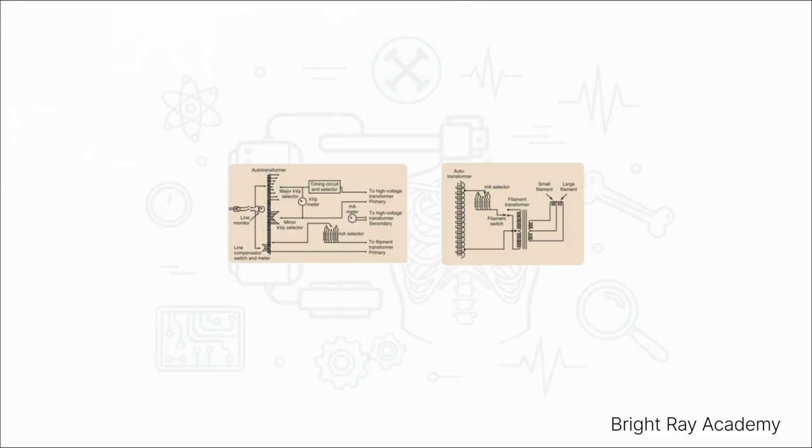Here, precision resistors drop the voltage to match your selected MA station. It then hits a step-down transformer. Now, this is distinct from the main high-voltage transformer. This step-down transformer drops the voltage down to about 12 volts, but bumps the current way up to 5 to 8 amperes. Why? To safely and effectively heat up that filament.